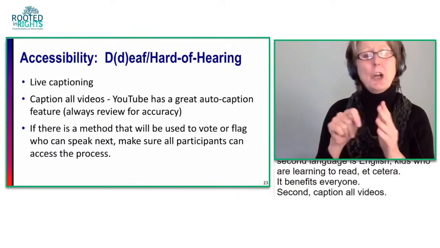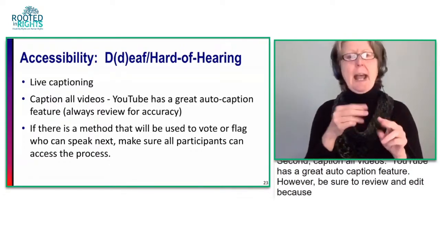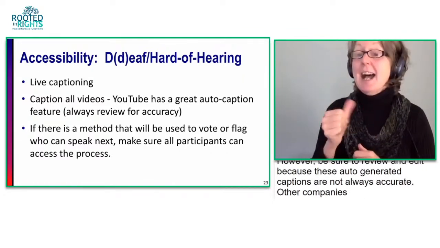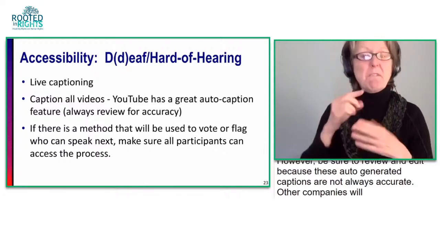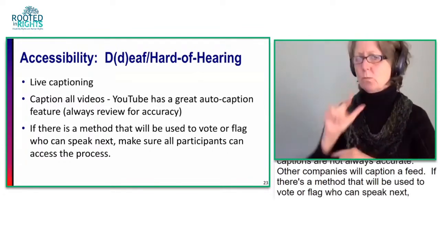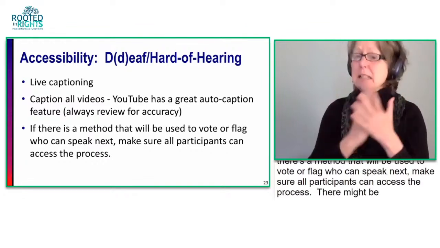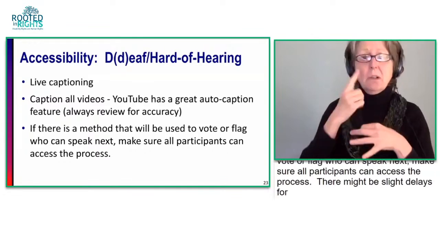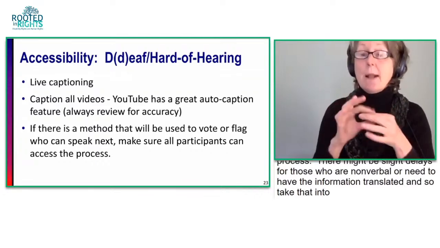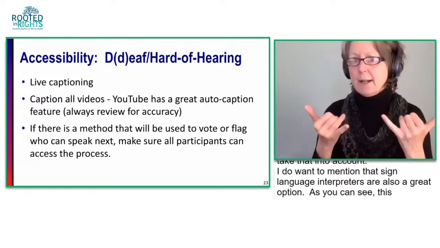Second, caption all videos. YouTube has a great auto caption feature. However, be sure to review and edit because these auto generated captions are not always accurate. Other companies will caption for a small fee. If there is a method that will be used to vote or flag who can speak next, make sure all participants can access the process. There might be slight delays for those who are nonverbal or need to have the information translated, so take that into account. The sign language interpreters are also a great option. As you can see, this workshop is being interpreted. Next slide.